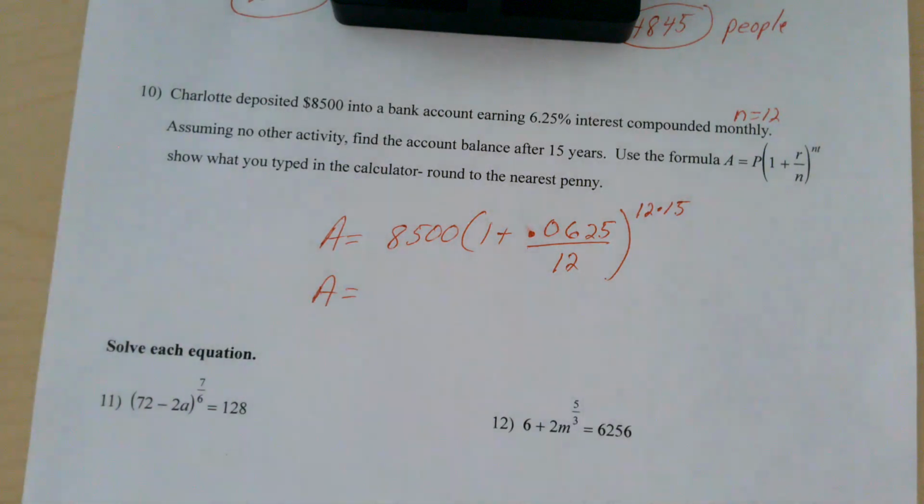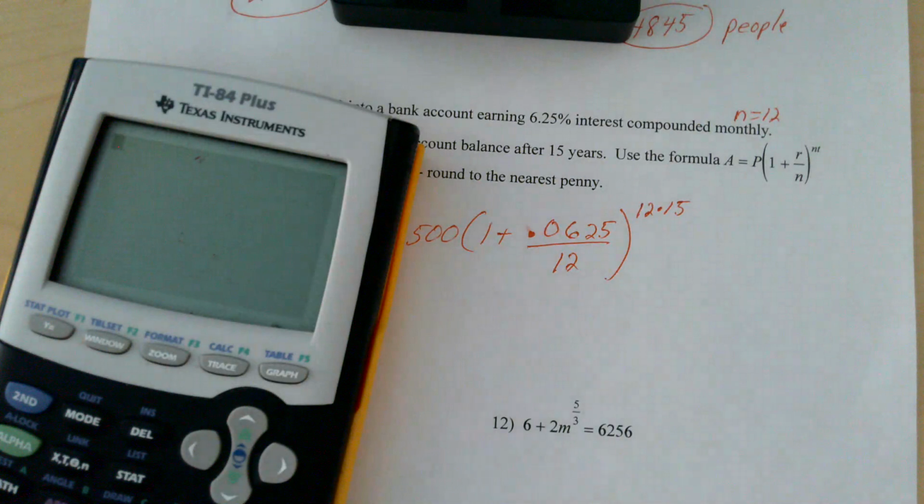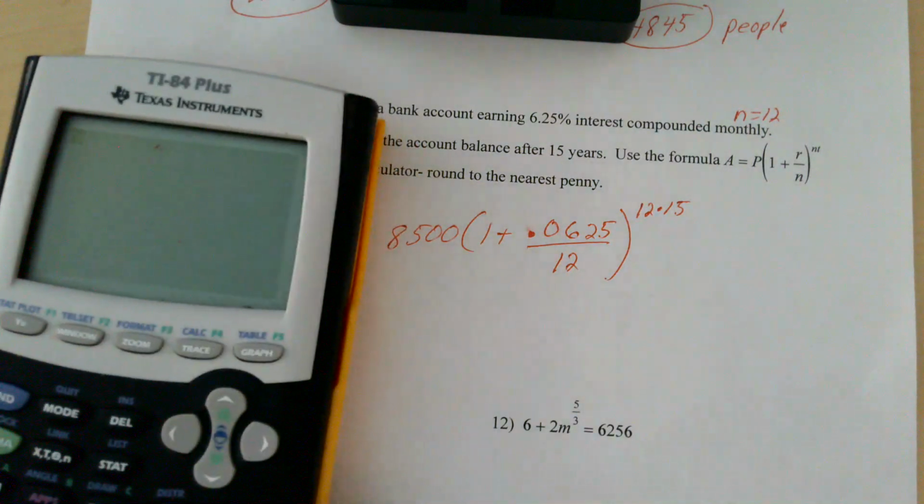And all I need to see is typing this into your calculator. So you're going to take your calculator. You're going to type in 8,500. You have 1 plus 0.0625. You'll divide by 12, and you'll raise it to the 12 times 15, okay?